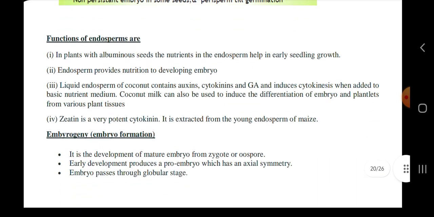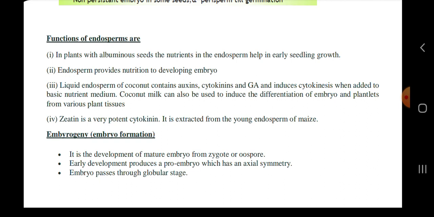अब फंक्शन क्या है एंडोस्पर्म के? Functions of endosperm are in plants with albuminous seeds. एल्ब्यूमिनस सीड्स क्या होती हैं, हम आगे पढ़ेंगे. In plants with albuminous seeds, nutrients in the endosperm help in early seedling growth. Then endosperm provides nutrition to the developing embryo.